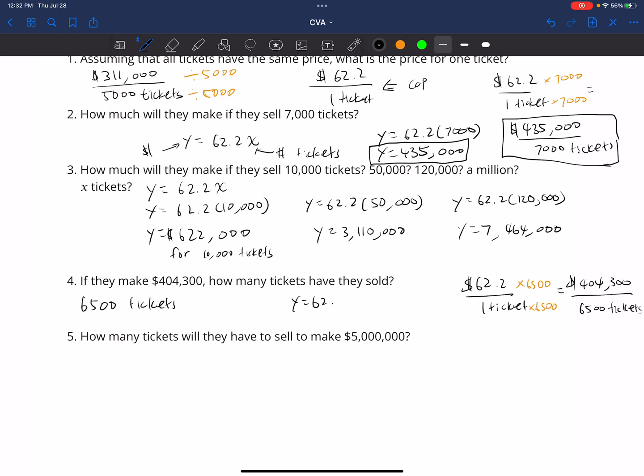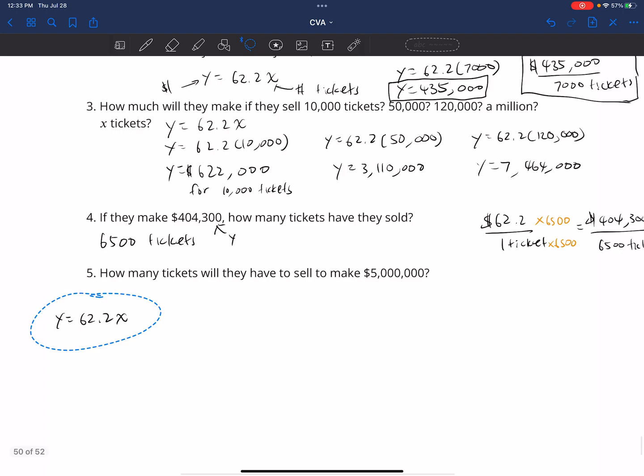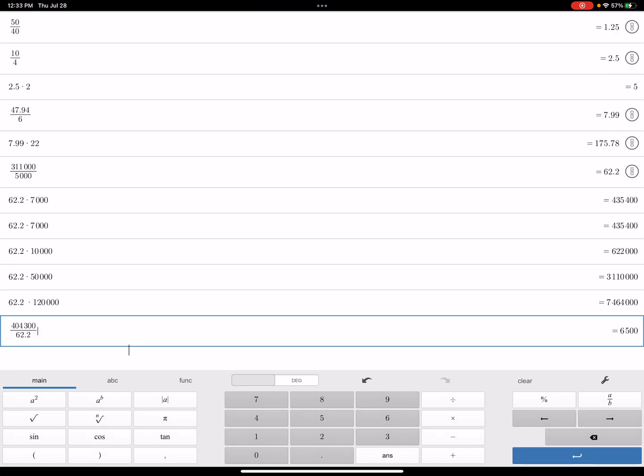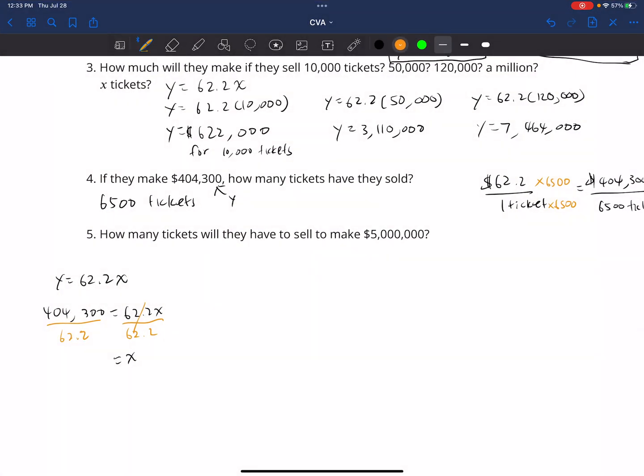But there's also an algebraic way to do this. We have the equation y equals 62.2x. Remember, y is my cost, so y is 404,300. I'm going to rewrite this here because there's not enough space. So 404,300 is equal to 62.2x. By the way, if you have not learned one-step equations yet, all you have to do is divide by 62.2, and this cancels out, and what's remaining is x equals 404,300 divided by 62.2, which we did right there, which is 6,500. So my answer is 6,500.